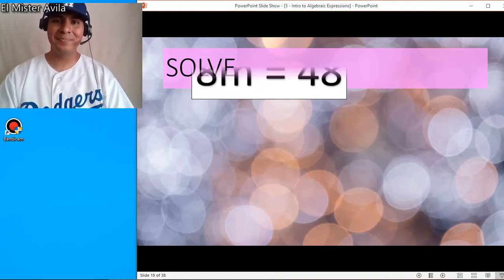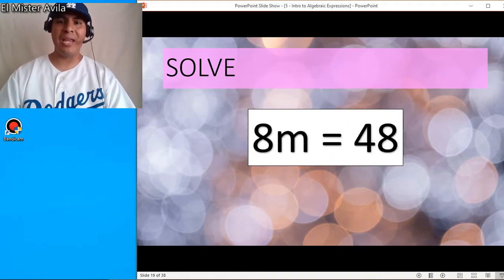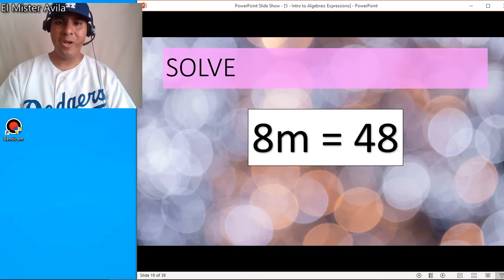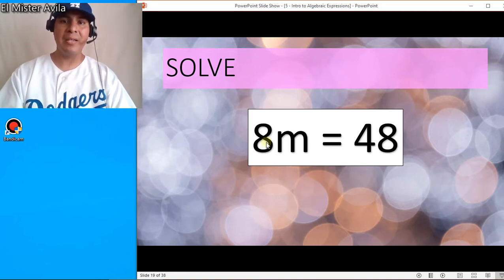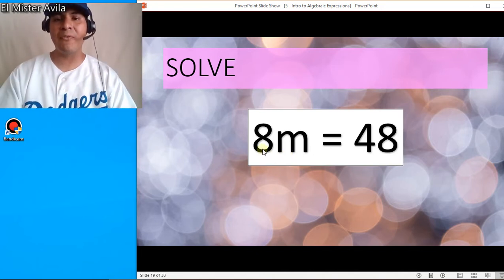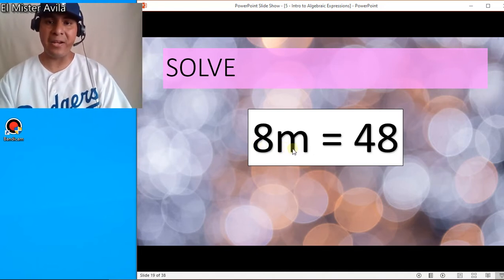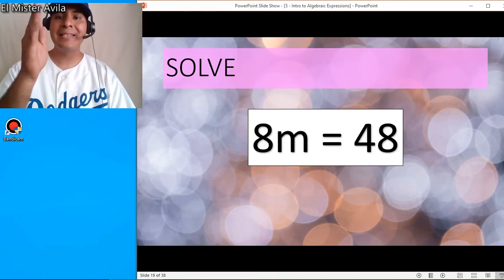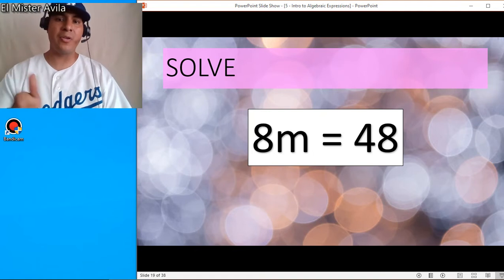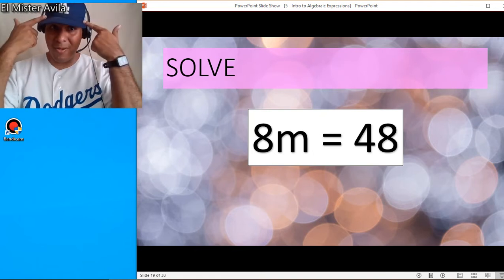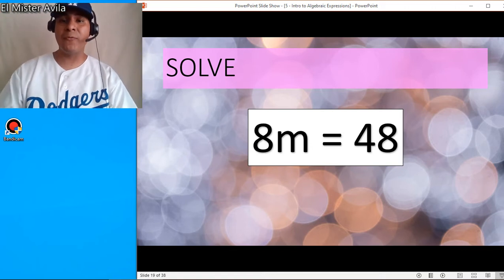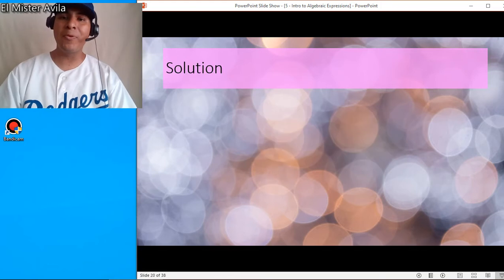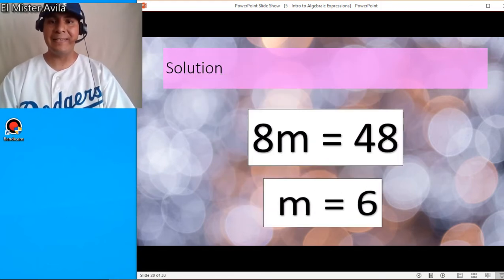How about here? 8m is equal to 48. What's going on there? It just says 8m. Well, just like we did in the previous lesson with the parentheses, whenever we have a number next to a letter, in between it is understood that there's a multiplication. So this actually reads 8 times m is equal to 48, or in other words, 8 times some unknown number that I'm thinking about, I'm going to call it m, is equal to 48. What number am I thinking about now? 8 times what number is equal to 48? And I hope you figured out that number is 6.